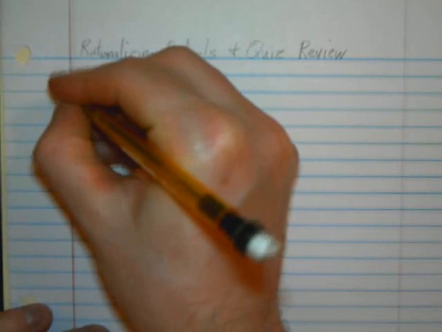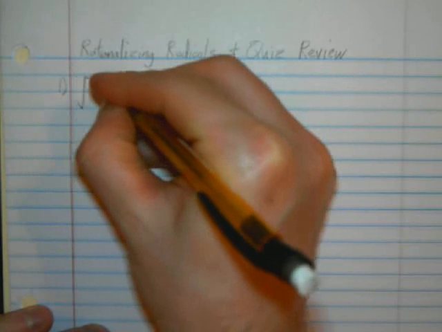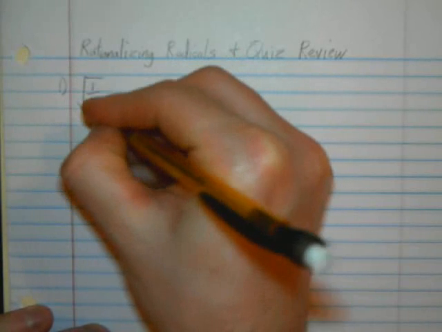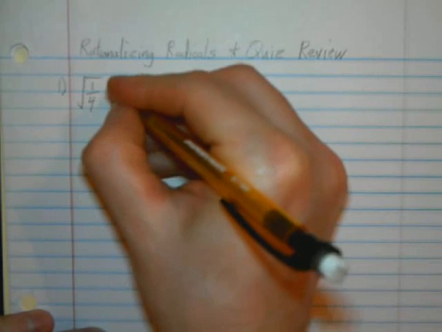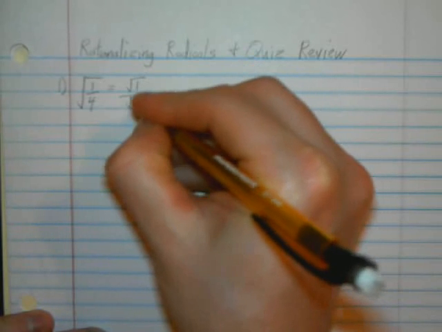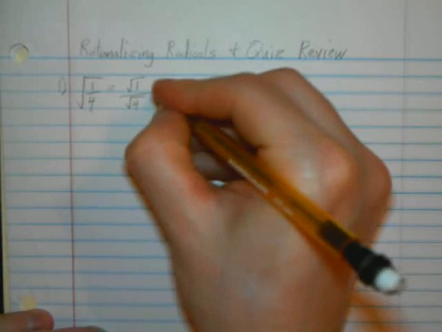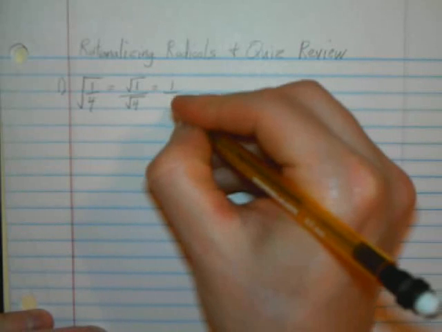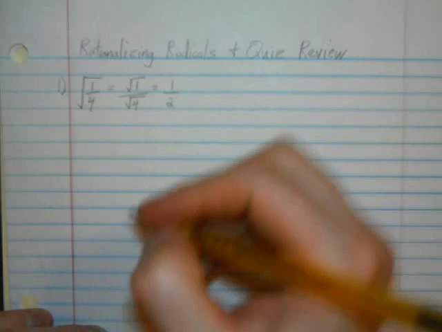So I'm going to start with problem 1, which is the square root of 1 over 4. Now, when I look at this, this is the same as the square root of 1 divided by the square root of 4. That's one of the properties we went over. Square root of 1 is 1, square root of 4 is 2, and my answer is 1/2.